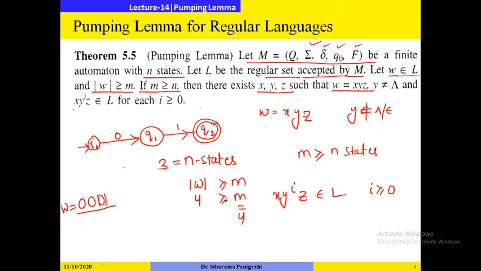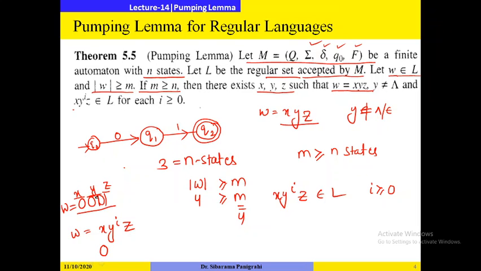Then I can define w in terms of x, y, z, where w equals xyz. Let me take x equal to 0, z equal to 1, and y equal to a single 0. Here I can define w in terms of x y to the power i z. x y to the power i z, where x is 0.